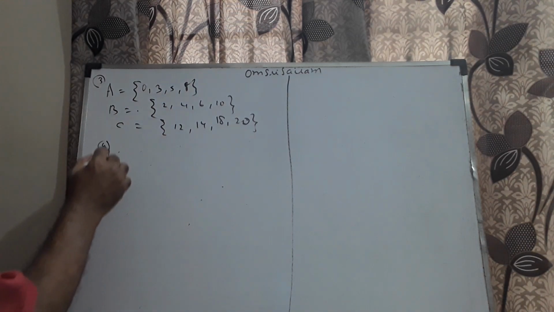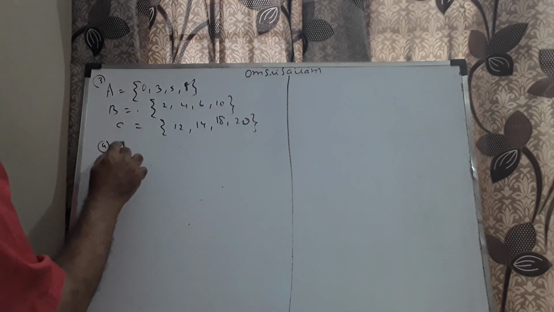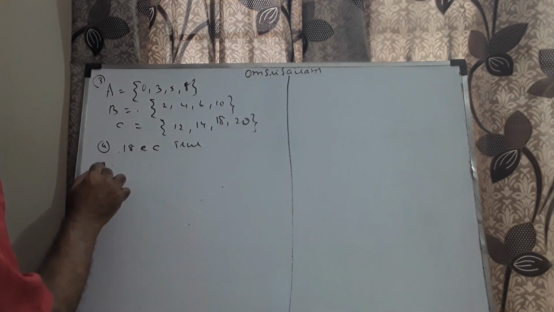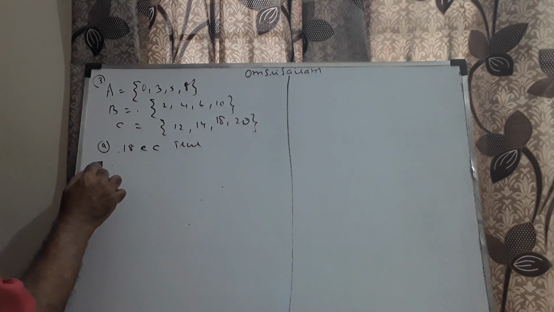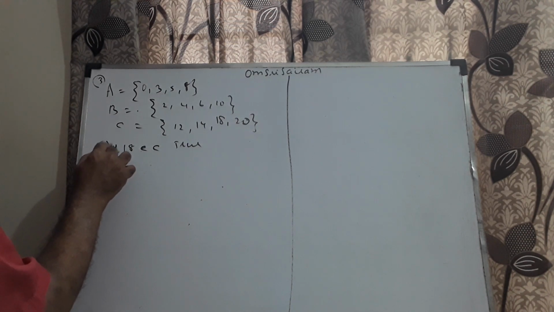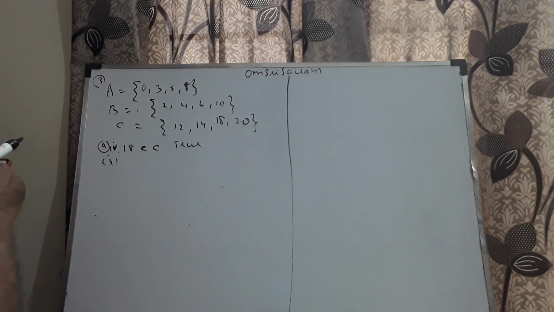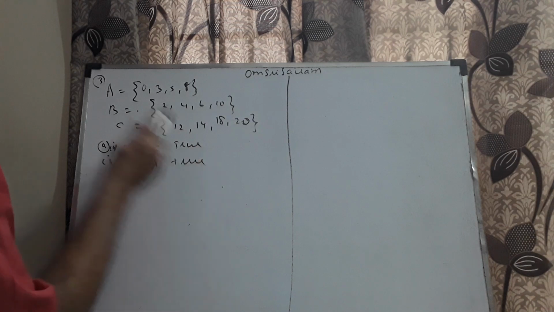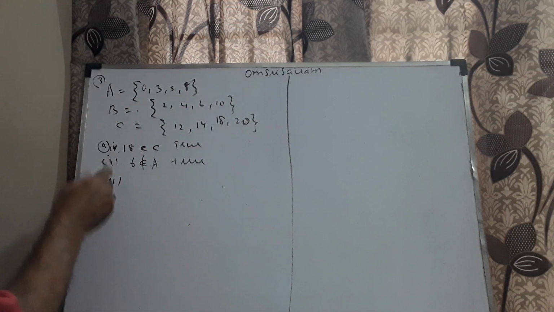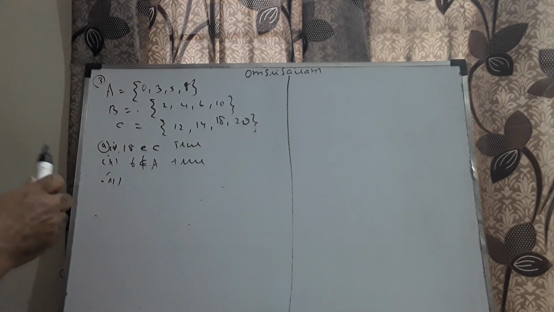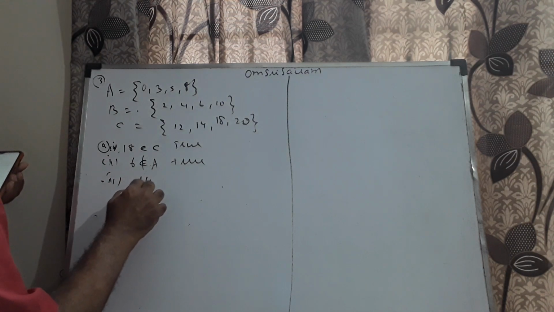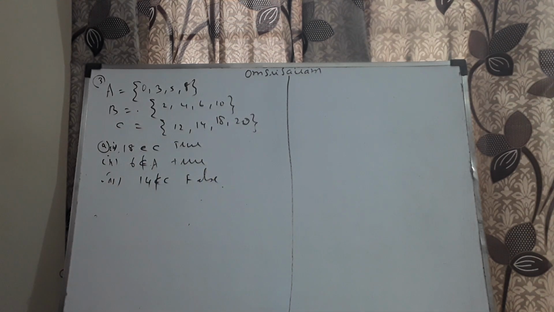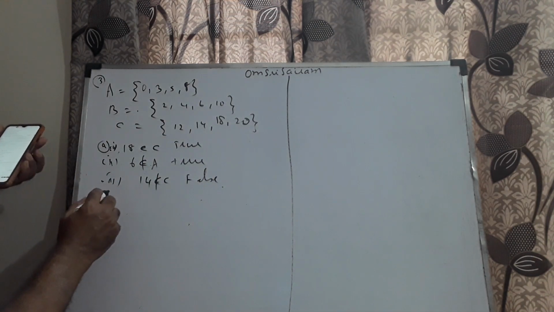There are various submissions. You need to check whether they are true or false. 18 belongs to C. It is true. 18 is there in this set. Then for the second submission, he has given 6 does not belong to A. That is also true. 6 is not there. Third, 14 does not belong to C. This is false, because 14 is there in the given set.